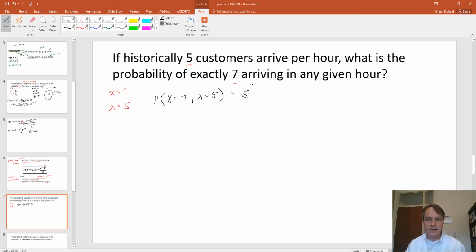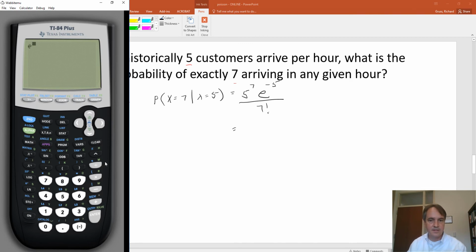5 raised to the x, which is 7, times e raised to the negative lambda, so lambda's 5, so it's e raised to the negative 5, and then this whole thing over x factorial, and x was 7, so over 7 factorial. Okay, so let's go ahead and see what the answer to this is then.